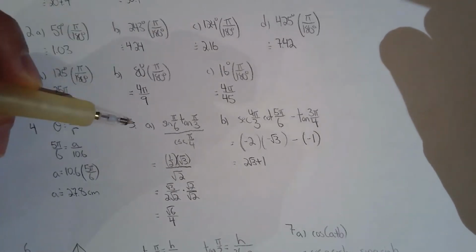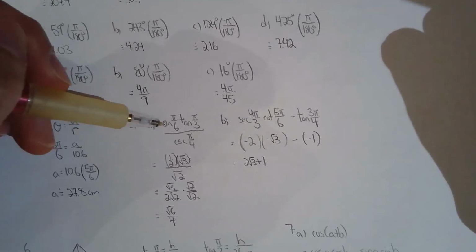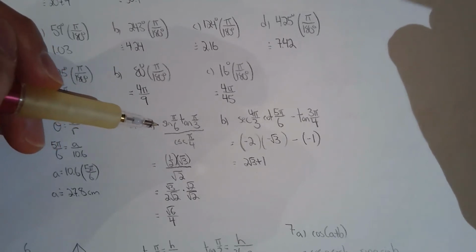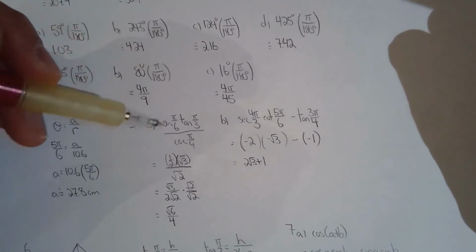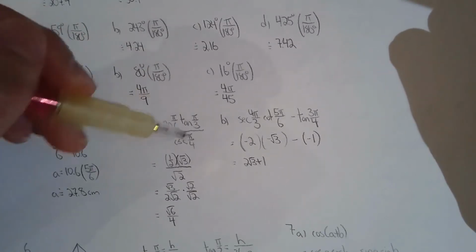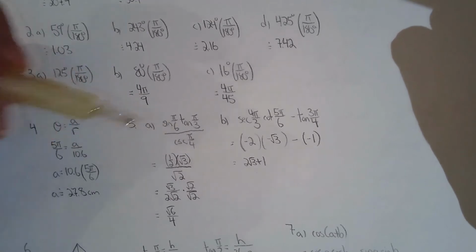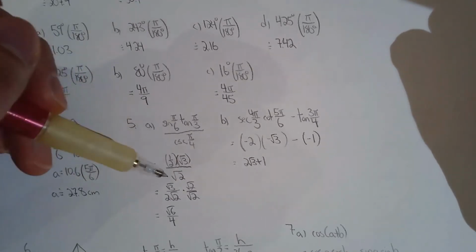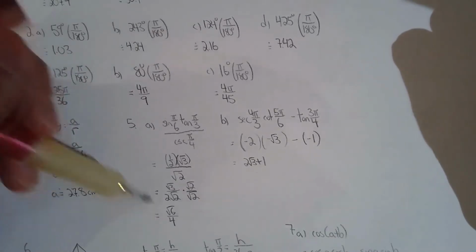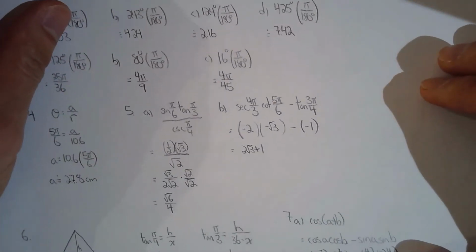Number 5, 5a is just finding the ratios, knowing your special angles and their respective ratios. So pi over 6, pi over 3, pi over 4. This question should be pretty straightforward because everything is in quadrant 1. So positive, positive, positive. Do some algebra, and there's your answer.